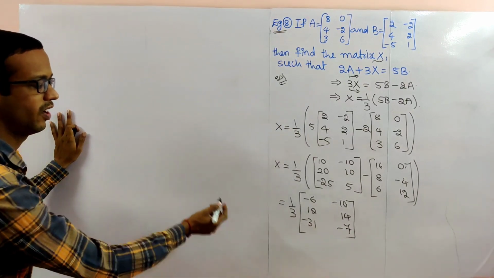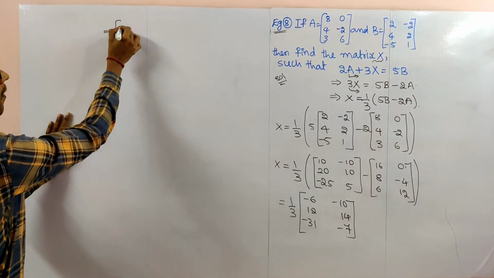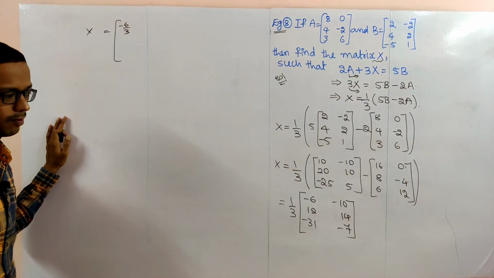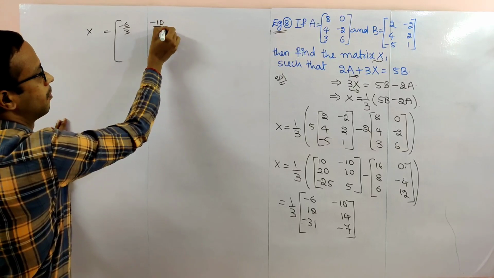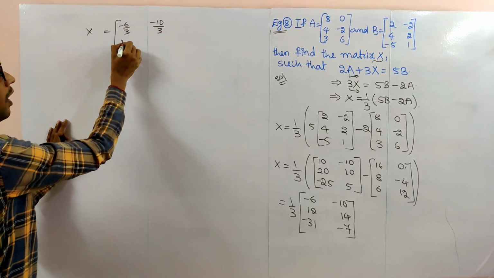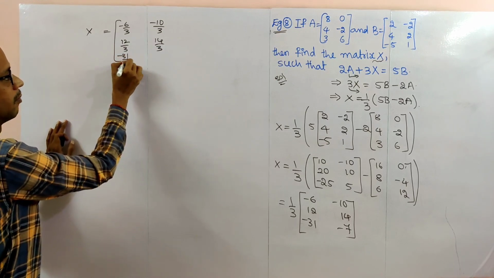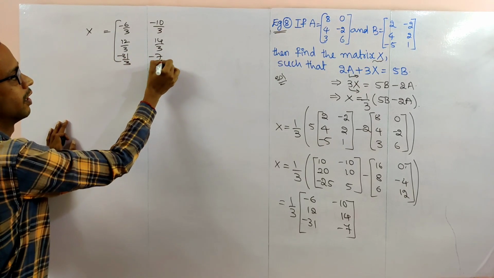So now make the simplification for this one. X is equal to minus 6 by 3. Minus 10 by 3. Next 12 by 3. 14 by 3. Next minus 31 by 3. Last one minus 7 by 3.